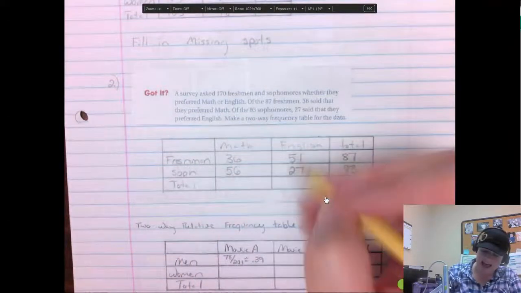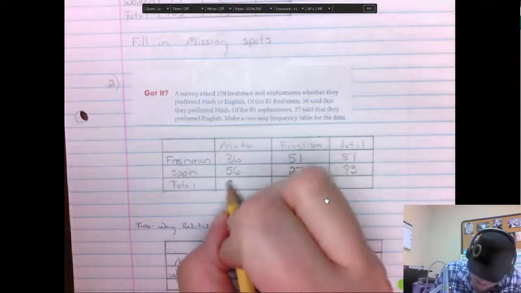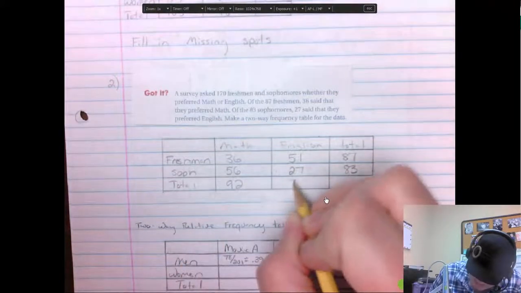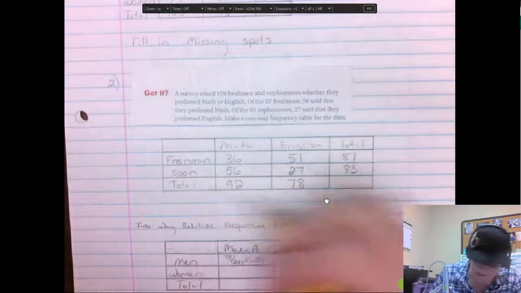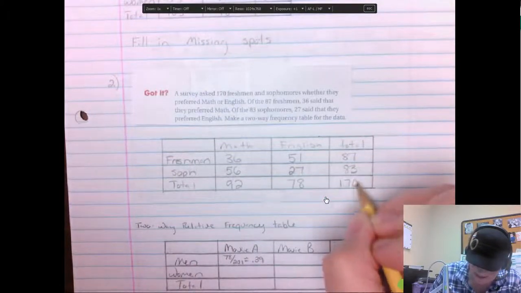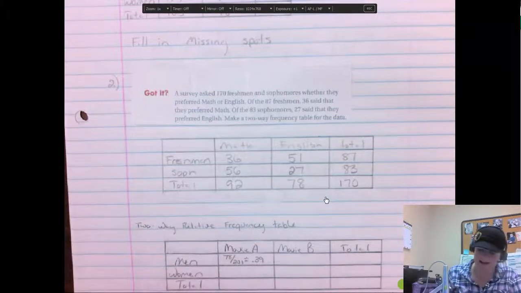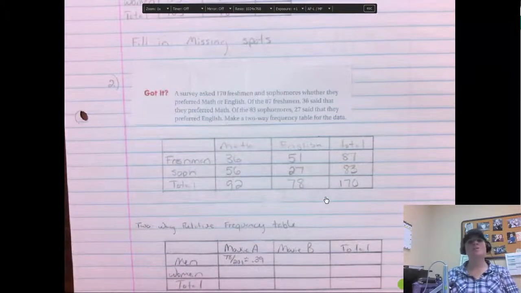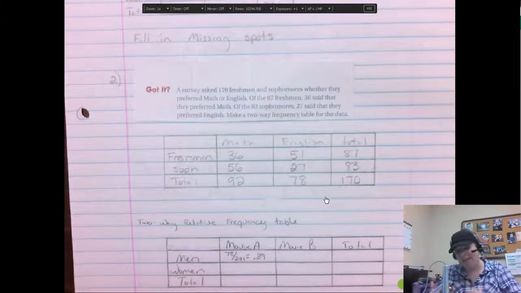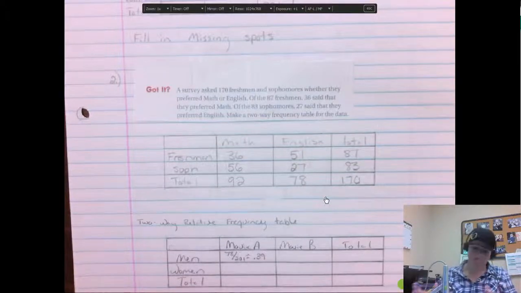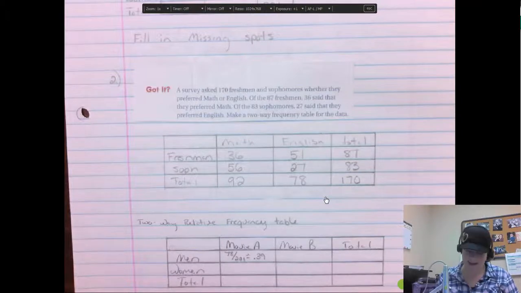Then we could just add down. Here we'd get 92, here we'd get 78, and that better add to 170, which is the same thing that the 87 plus the 83 better add to as well. And they do. So you could take data and then make your table, and you have to subtract a little in here to get that totally figured out.